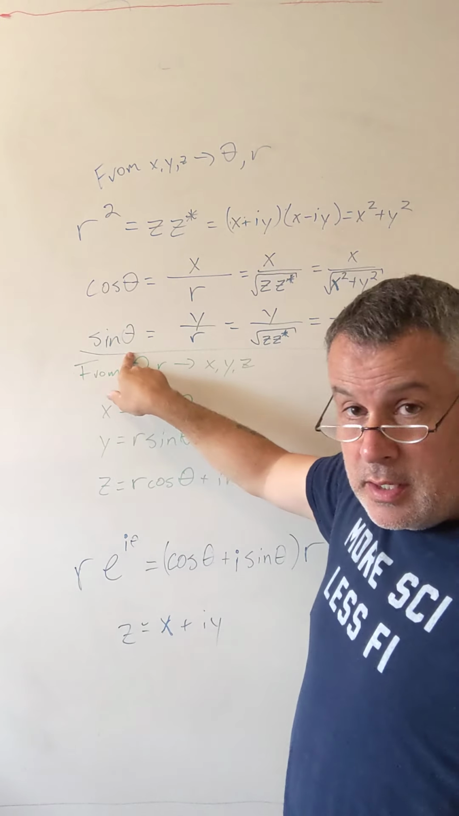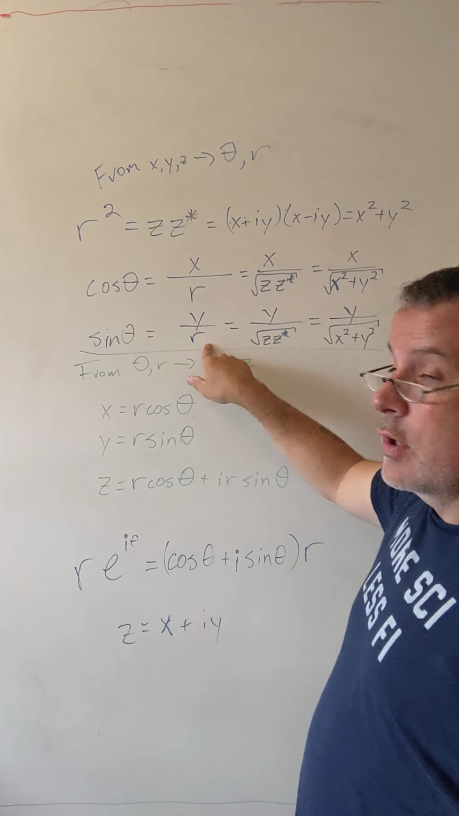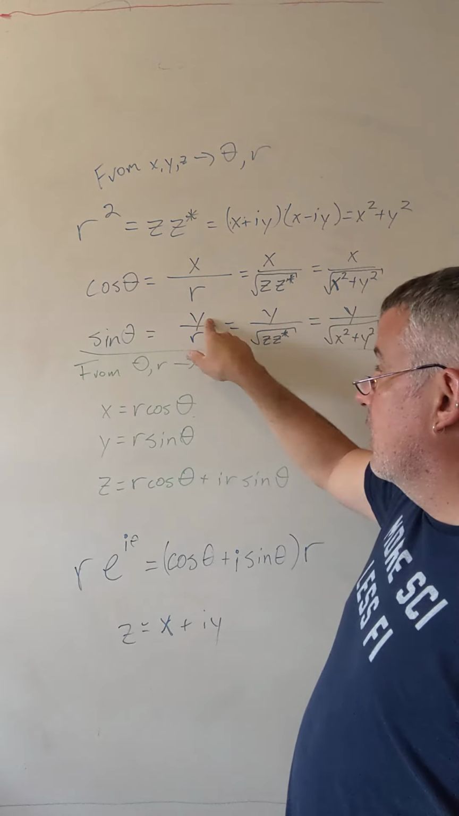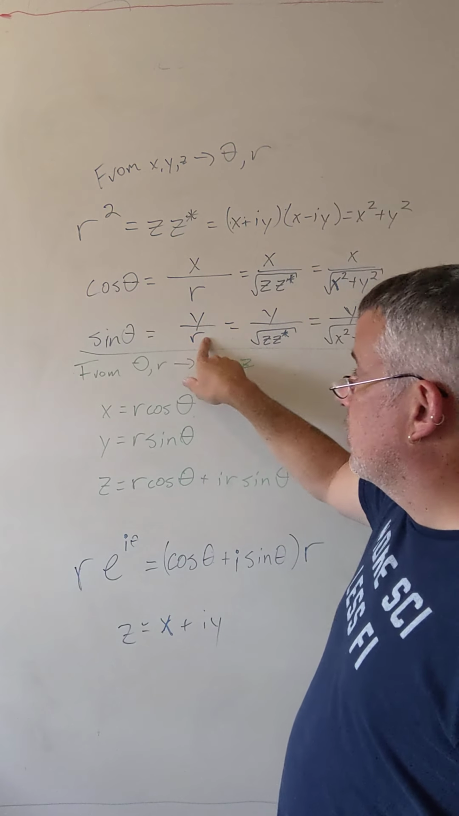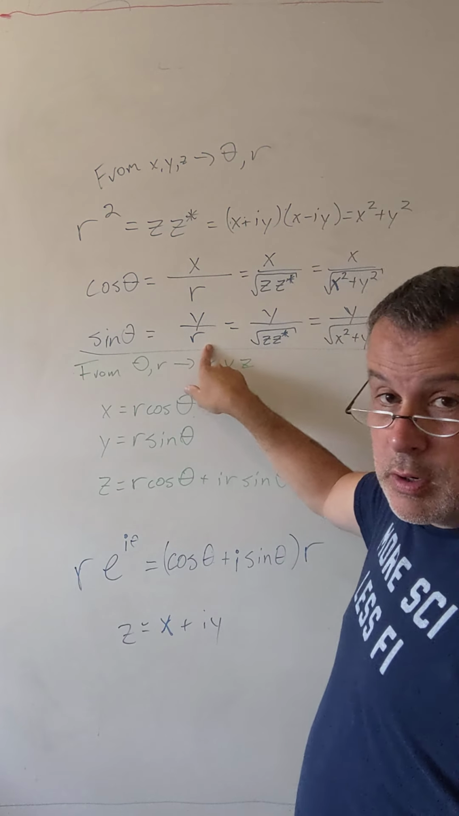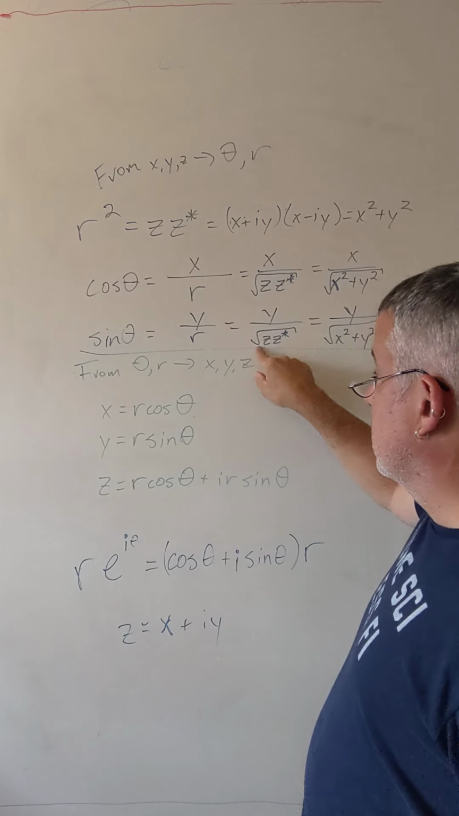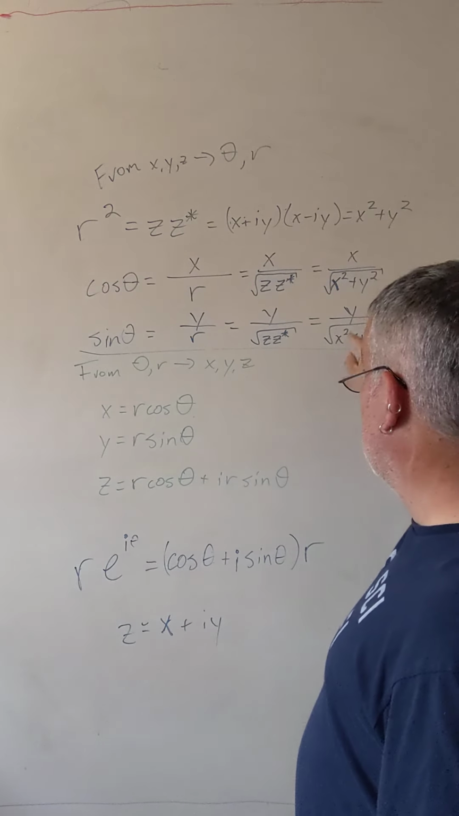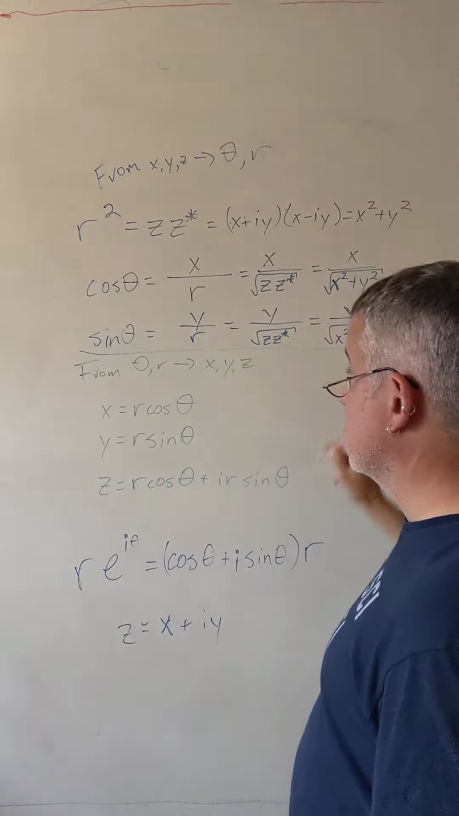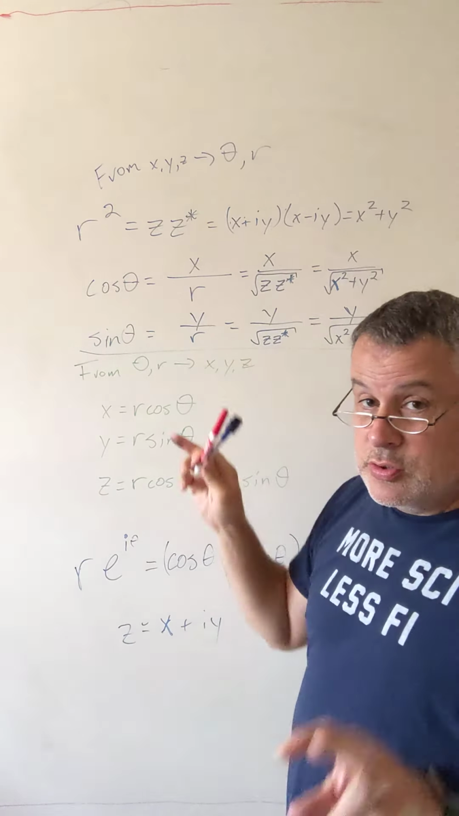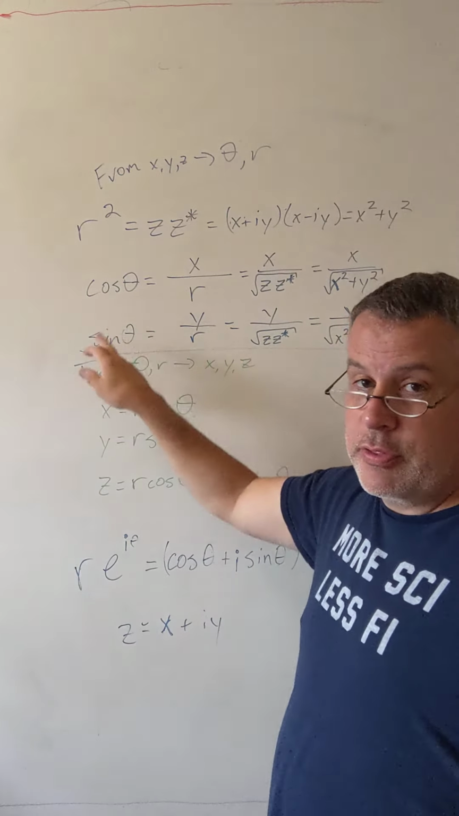The sine of theta gives us y over r, opposite over the hypotenuse, y over r. That gives us y over the square root of z times z star, or y over the square root of x squared plus y squared. Now, which one of these is the true version of theta? Well, they're both the true version of theta.